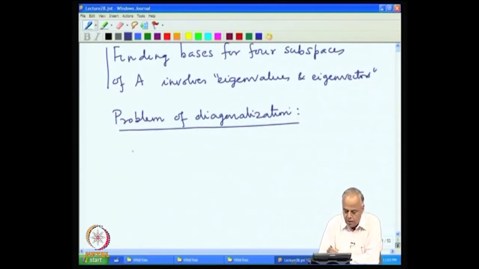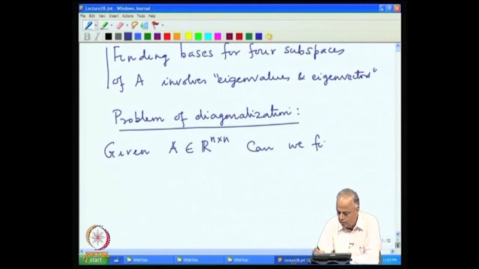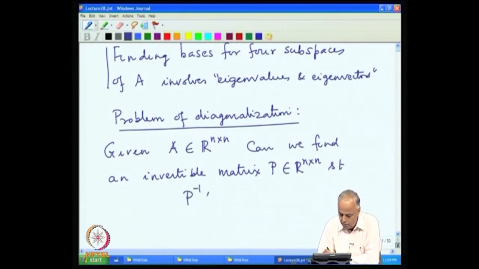What is the problem? The problem is, given a matrix A which is real n by n, can we find an invertible matrix P such that P inverse AP is a diagonal matrix?